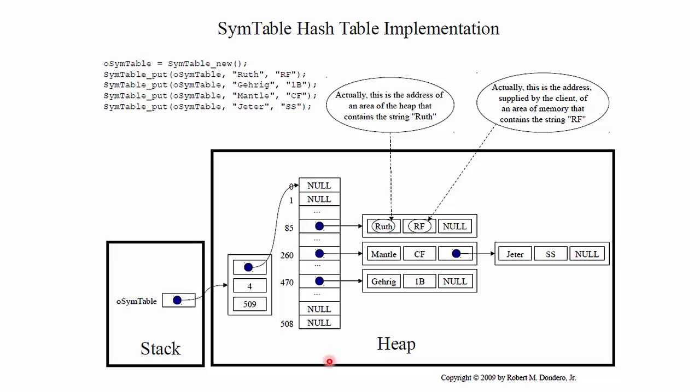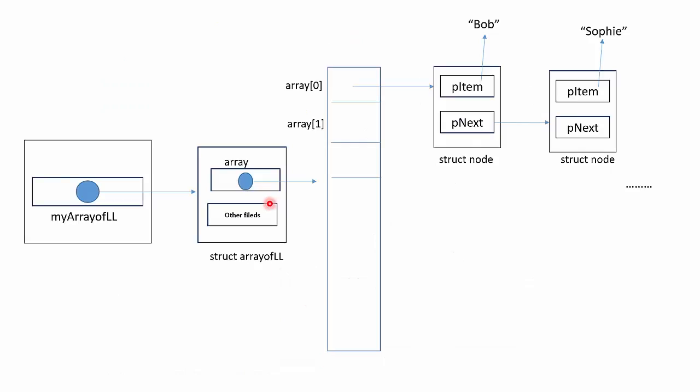Before we go into that, to understand how to do it, let's do a simpler version of it. Here's a simpler idea of an array of linked lists. You have a variable, myArray of linked list, which is a pointer to a structure. And in the structure, you have maybe one or more fields. One field called the array.